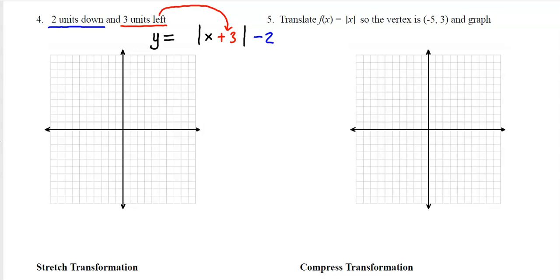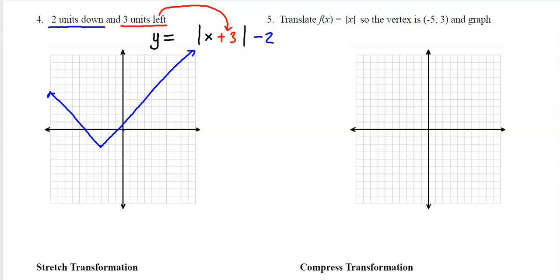All right? And if I wanted to actually draw that thing, the vertex is going to move. It was here at 0, 0. It's going to go 2 down and 3 left. So now we have a vertex right here. And it's going to go up that way. It's going to go up that way. And there we go. That's going to be the graph of it. So I'm transforming it, and I'm writing equations without really having to make tables, as long as I understand the mechanics of how this works.